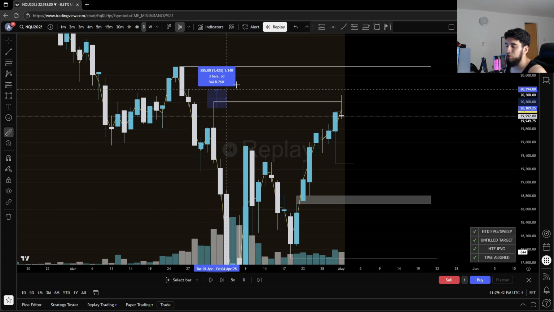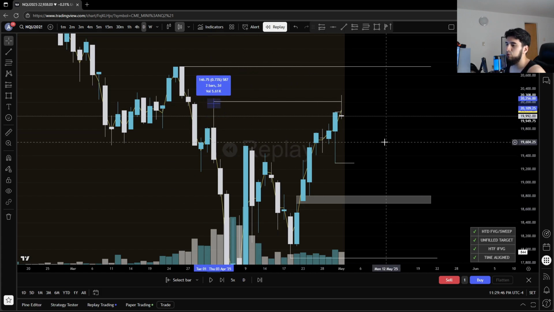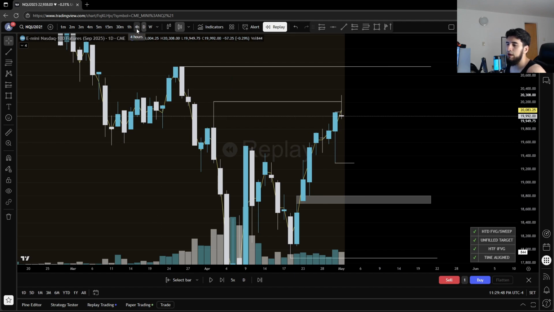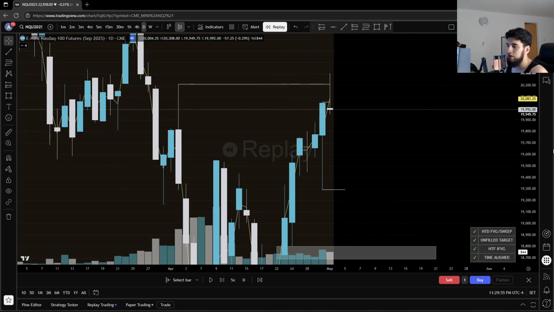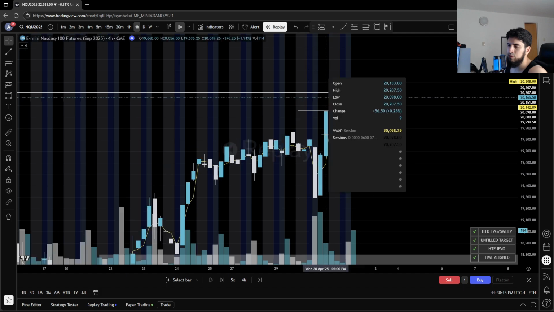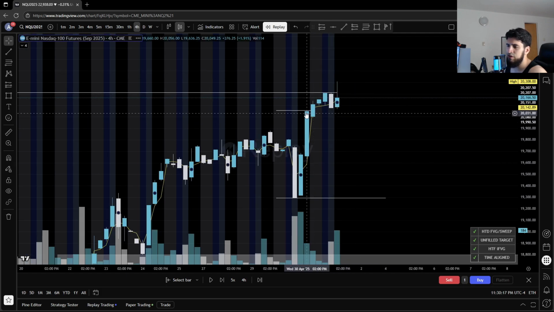So now we took out this external range liquidity. We took out this very prominent high. Now we should start to expect some sort of a pullback into some sort of an inefficiency. Now we also took out previous day high. And on the 4 hour, what do we see here? We took out that previous day high.